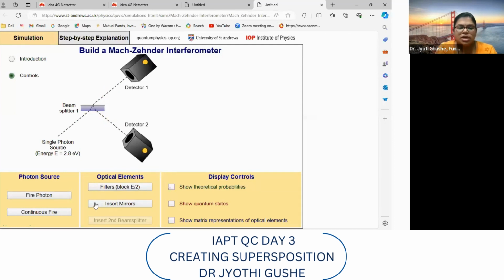If I do a continuous fire, how will it look? It is showing the photon. One more time, just observe the simulation. Now, once you have observed this, I will stop the continuous fire and return to my presentation.